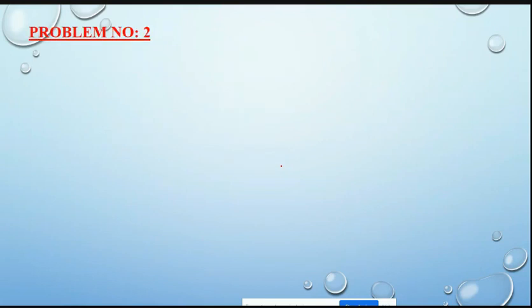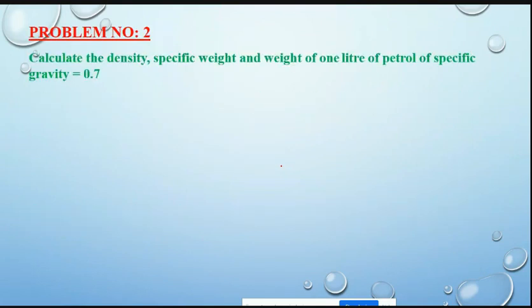Next, my second problem is also a simple kind of problem. It is based on the properties of fluid. Here we have to calculate the density, the specific weight, and finally the weight of 1 liter of petrol. What is this 1 liter? It is equal to volume. So, 1 liter of petrol of specific gravity 0.7. Here we have the value for specific gravity.